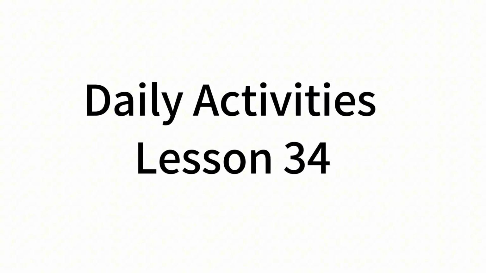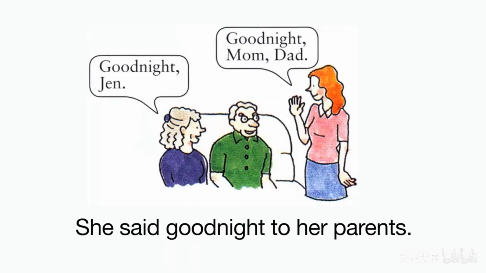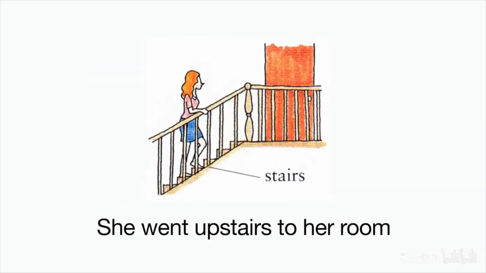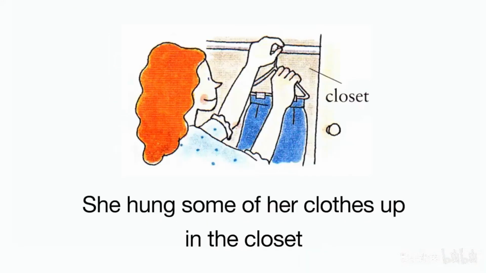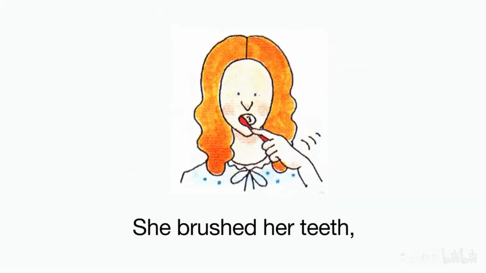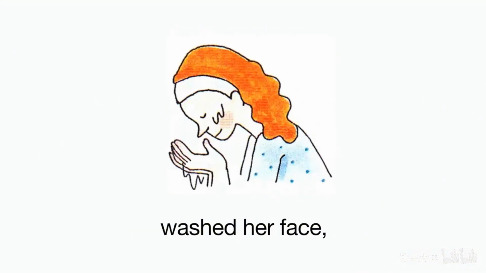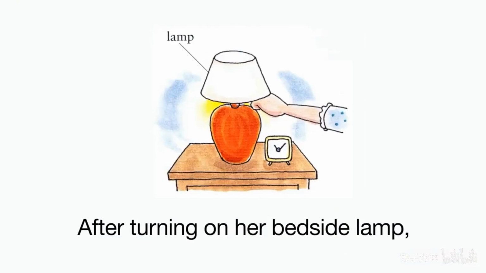Daily activities. Lesson 34. When it got late, Jenny yawned. She said good night to her parents. "Good night, Jen." "Good night, Mom, Dad." She went upstairs to her room and changed into her nightgown. She hung some of her clothes up in the closet and put her dirty clothes in the laundry basket. She brushed her teeth, washed her face, and used the toilet.